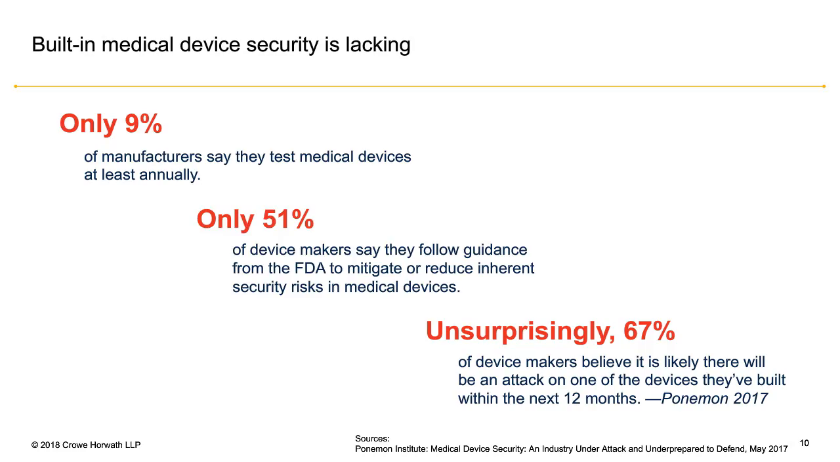But clearly, unsurprisingly, because of that statistic and the first statistic as well, 67% of device makers believe it's likely that there will be an attack on one of these devices they've built within the next 12 months. So the culmination of these three data points together is obviously very concerning for a healthcare provider, where patient safety is the premier focus of your organization. You're understanding that in this ecosystem, the device manufacturers aren't taking security as seriously as you would expect or hope. So as a result, what can you start to think about as an organization to be hyper-vigilant to this risk? Because this risk is in your environment now, and it's about figuring out how you can start to prepare to address that.